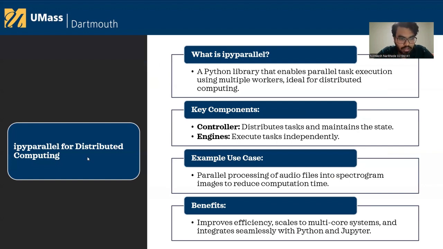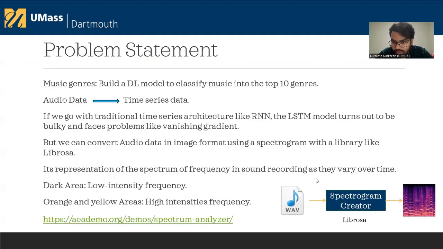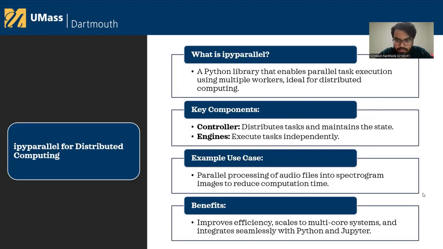Okay, coming to ipyparallel for distributed computing. What is ipyparallel? It is a Python library that ensures parallel tasks execute using multiple workers for distributed computing. It is based on MPI. Key concept: the controller, which is like a master, distributes the tasks and maintains the status, whereas engines execute the tasks independently. For example, each engine would be doing the same task. Each engine would have a function to create a spectrogram, which takes audio data as input and converts it into a spectrogram image file. The example is the same: parallel processing of audio files into spectrogram images to reduce the computational time, improve efficiency, scale to multiple core systems, and seamlessly integrate with Python.